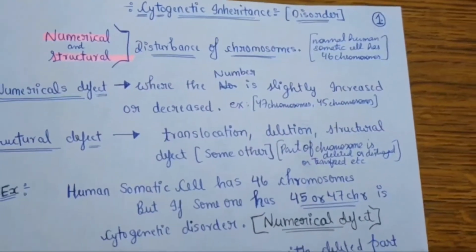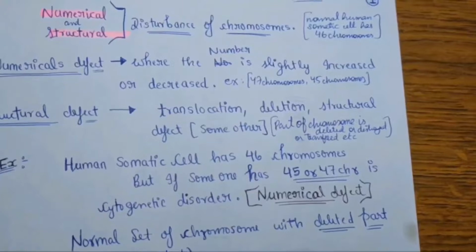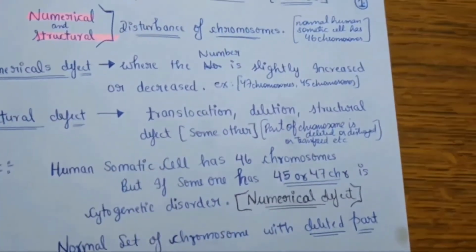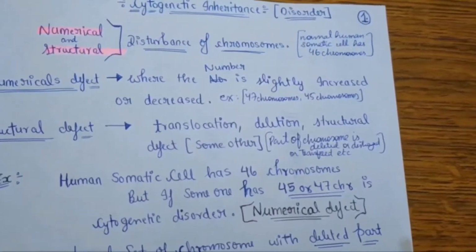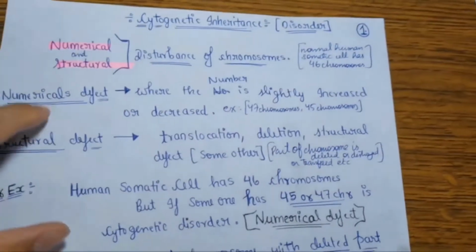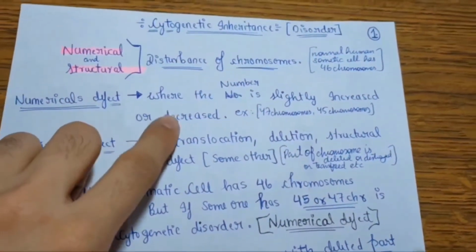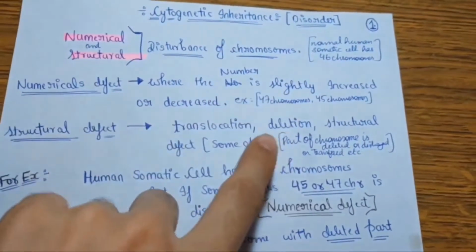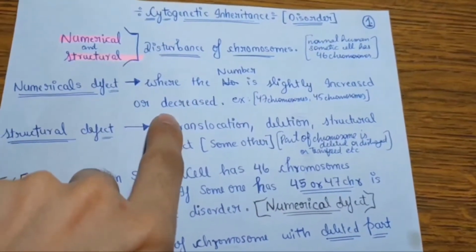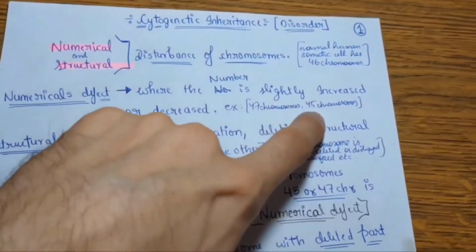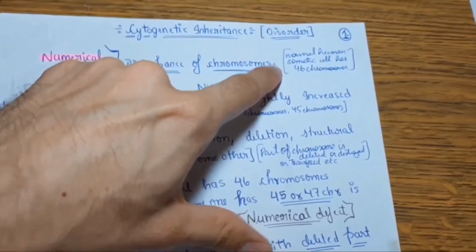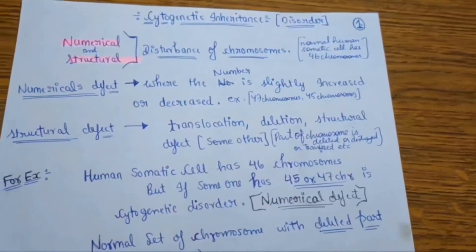The normal human somatic cell has 46 chromosomes. But if someone has 45 or 47 chromosomes in total, this is a cytogenetic disorder, mainly a numerical defect. In a numerical defect, the total number of chromosomes can either be slightly increased or slightly decreased. Example, 47 chromosomes or 45 chromosomes. Remember, a normal human cell has 46 chromosomes.